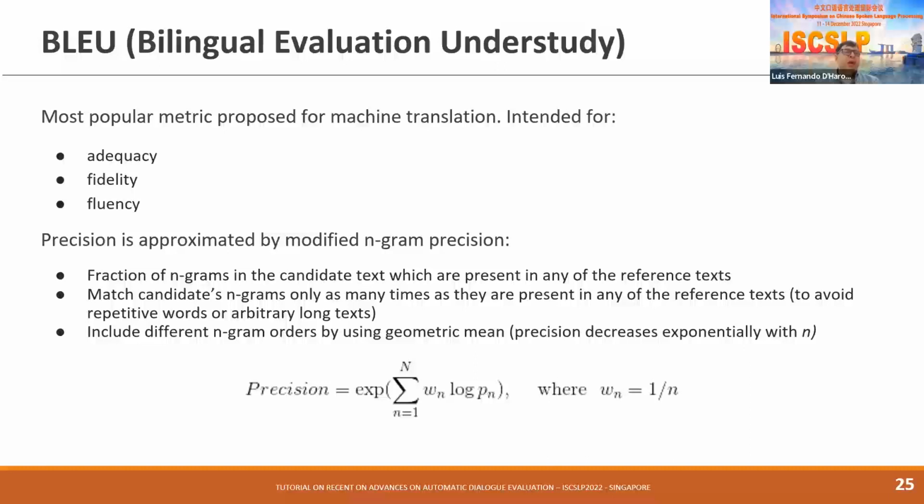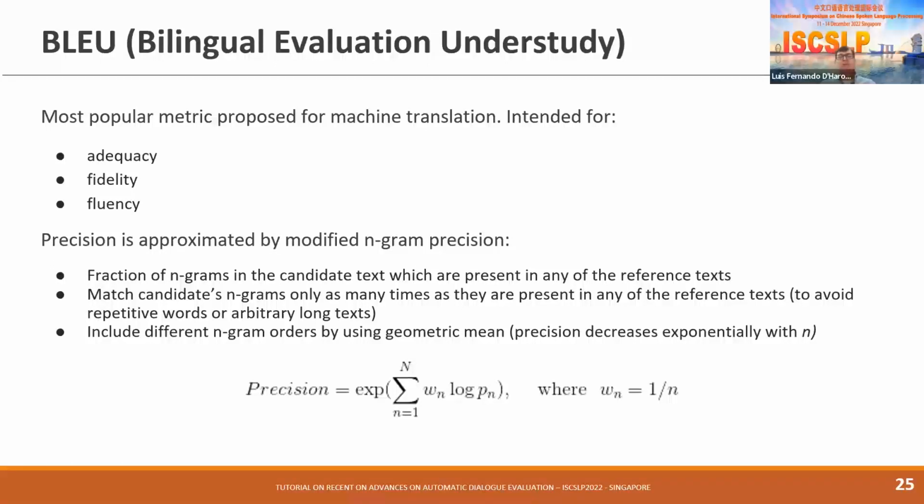Okay, probably you are familiar with BLEU, but if you don't, we will provide a quick explanation of what BLEU is. BLEU is the most popular metric proposed for machine translation, as I said before. It's intended to evaluate adequacy, fidelity, and fluency. BLEU makes an approximation for precision by using what they call modified n-gram precision. What they check is the fraction of n-grams in the candidate text which are also present in any of the reference texts. So in this case, we are talking about reference-based metrics.